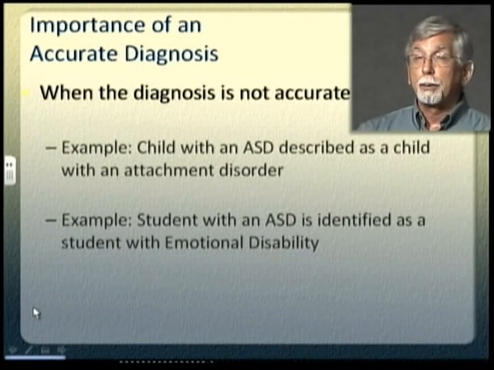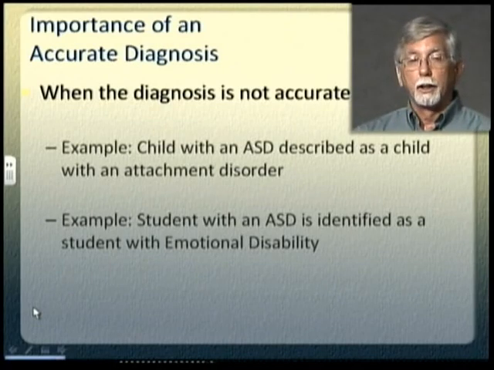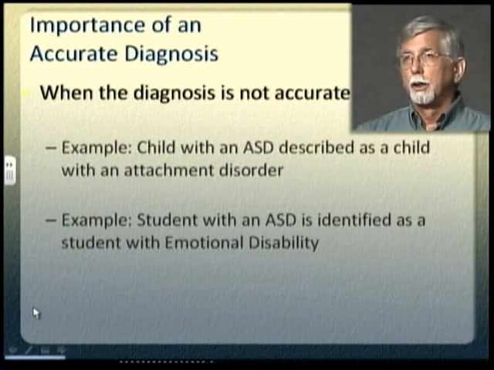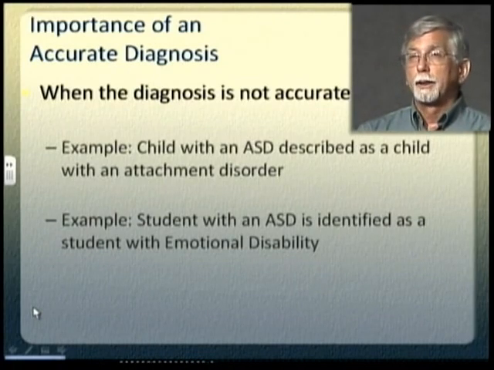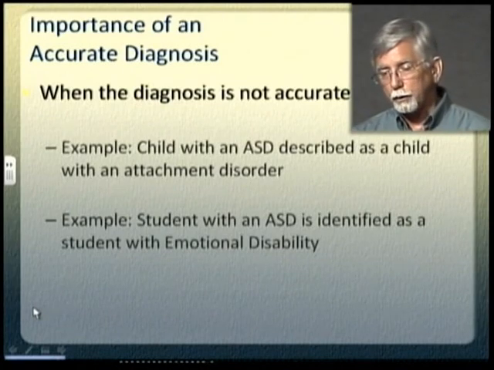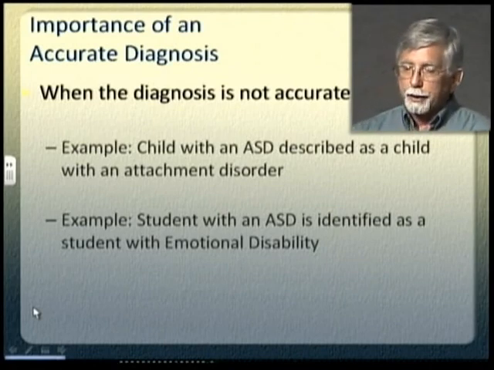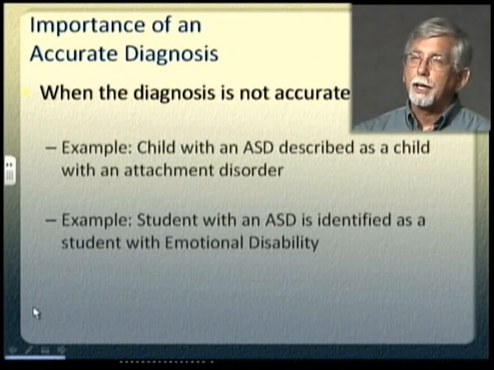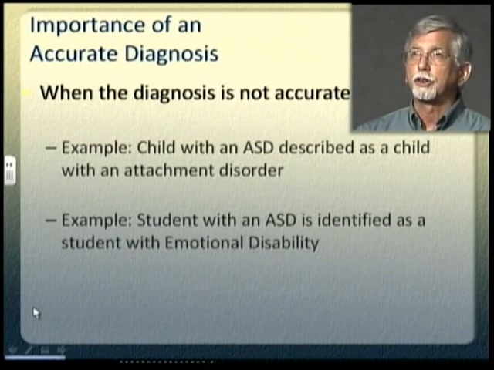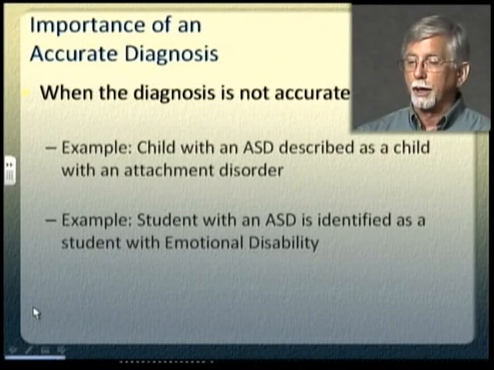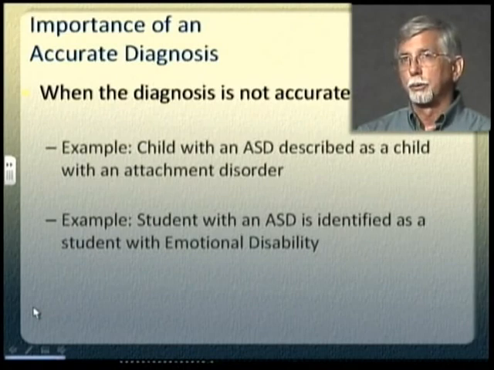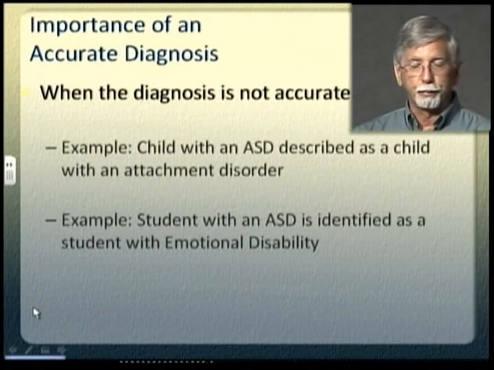A second example, maybe a little bit more controversial in a school context, is that a student with an autism spectrum disorder is identified as a student with an emotional disability. Now, it is certainly true that a student with autism disorder can have anxiety, can have emotional difficulties. But if instead of thinking about him first as a child with an autism spectrum disorder, we think about him first as a child with depression or with psychosis or with conduct disorder, our interventions are not likely to be well matched to the child's needs and are not likely to be very effective.